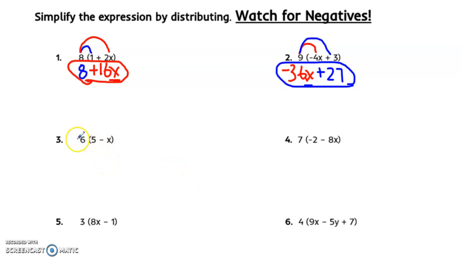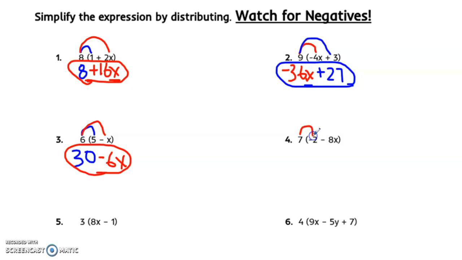Number 3, 6 times 5 minus x. So we'll go 6 times 5 is 30. And 6 times negative x is negative 6x. We don't have like terms, so that's our final answer.